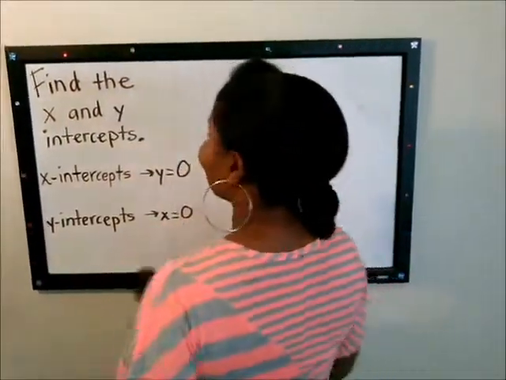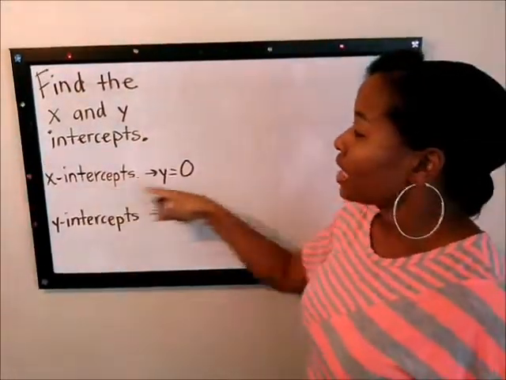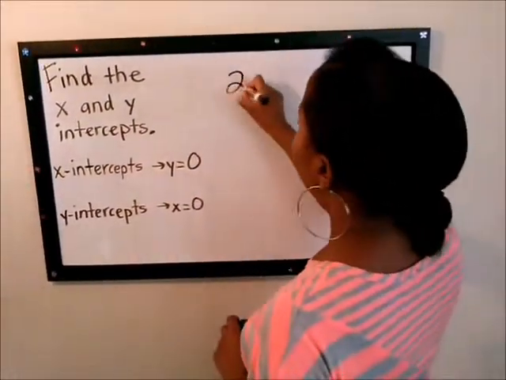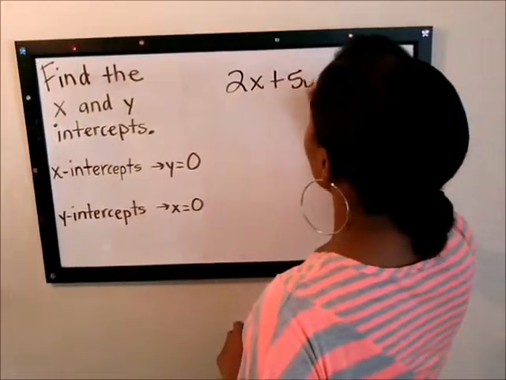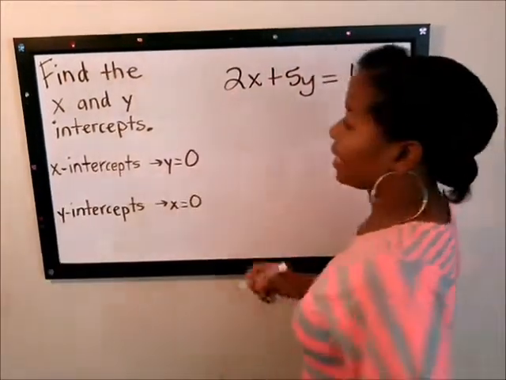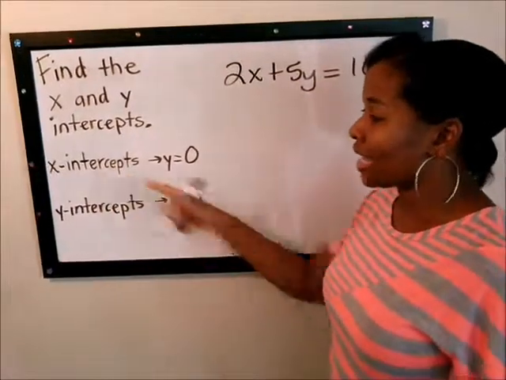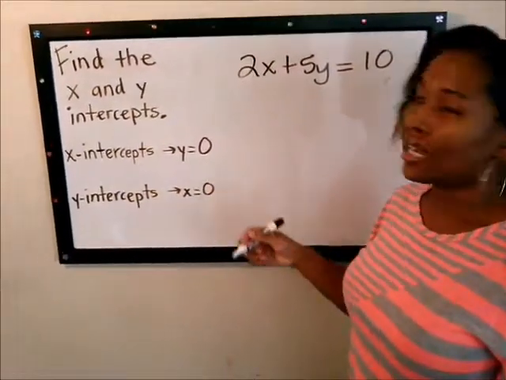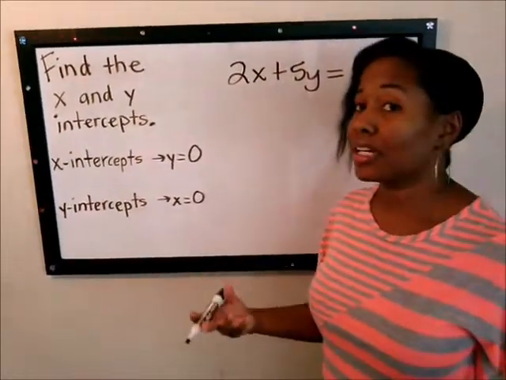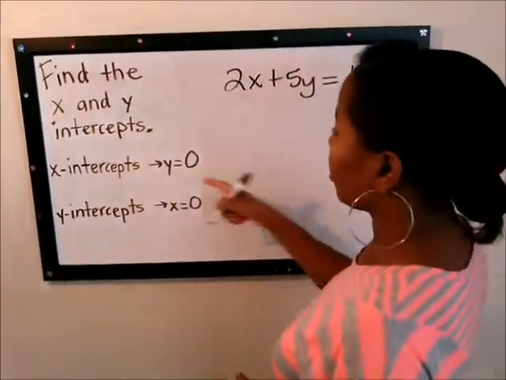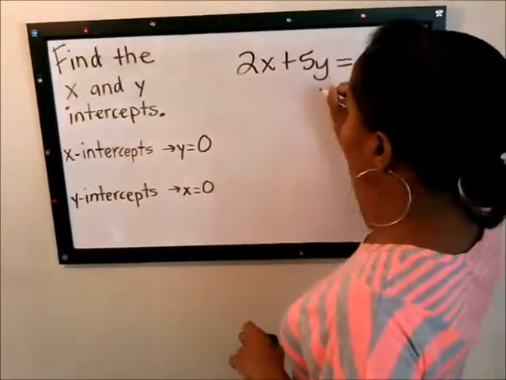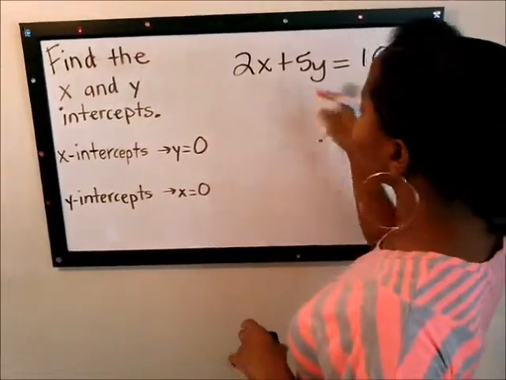Alrighty, here we go. So, x-intercepts. Here's our example. I think we should do 2x plus 5y equals 10. When I'm trying to find the x-intercept, I am going to take my y and plug it in for 0 and then use algebra to solve for x. So when you're finding x-intercepts, once again, make sure that your y is equal to 0. So I'm going to change this value right here into a 0.